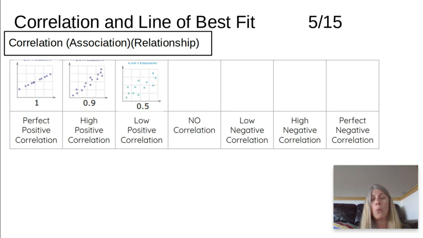Now, no correlation means that there's no relationship. You can't really see a line being able to form between these points. It's all over the place. There's no relationship between the values of your X and your Y.